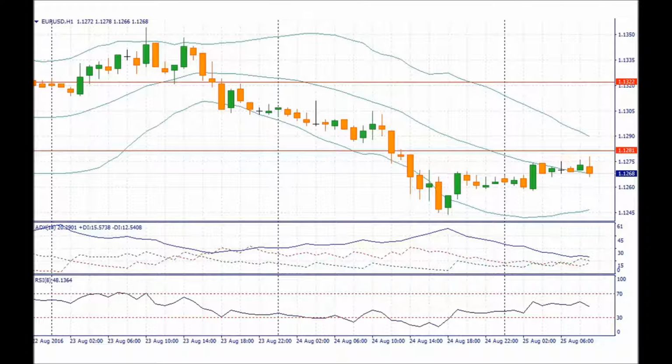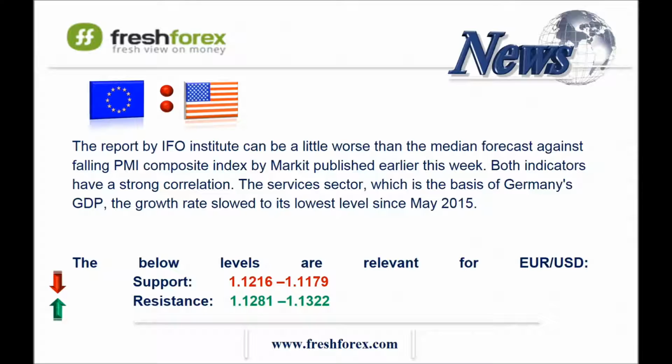Let's start with the pair of the euro and the US dollar. The release by the IFO Institute can be a little worse than it was expected. The reason is that PMI composite index by market institution was released below the median forecast. The sales in the commodity market usually support the US dollar because the cost of commodities is denominated in the US currency. Thus, the trend is downward.